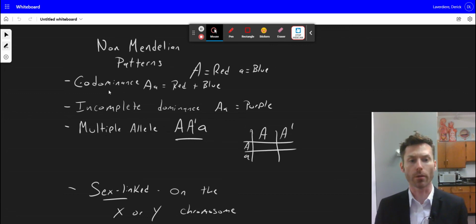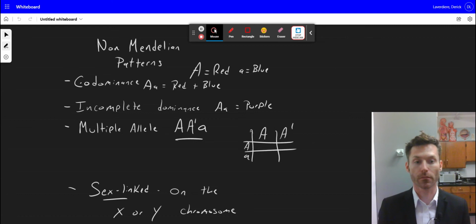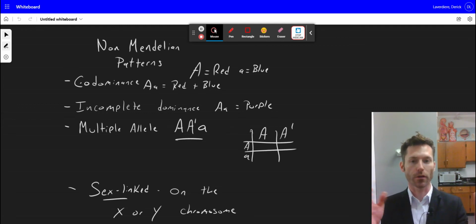So codominance, or codominant inheritance, is pretty straightforward. I still have two alleles, but they do not have a normal dominant-recessive relationship. In a heterozygous organism, both alleles will phenotypically be present. So if my one dominant allele is red and my other dominant allele is blue, my organism would be red and blue. I'd see red, I'd see blue.